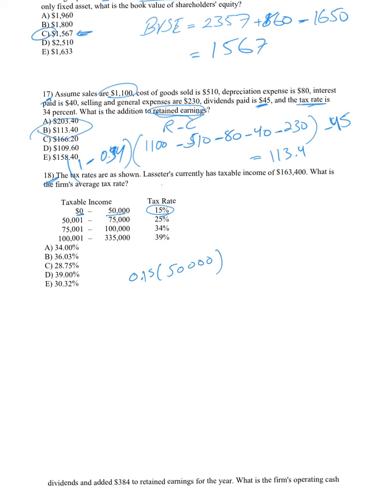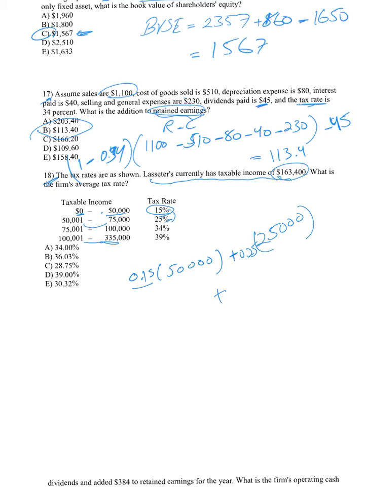Now let's talk about adding on. In this question, they are saying that this person currently has a taxable income of $163,000. What is the firm's average tax rate? This $163,000 is among this bracket, so we have to go through each and every tax rate. So 0.15 times $50,000, plus the difference between $75,000 and $50,000, which is $25,000, multiplied by 0.25 because this is the tax rate.